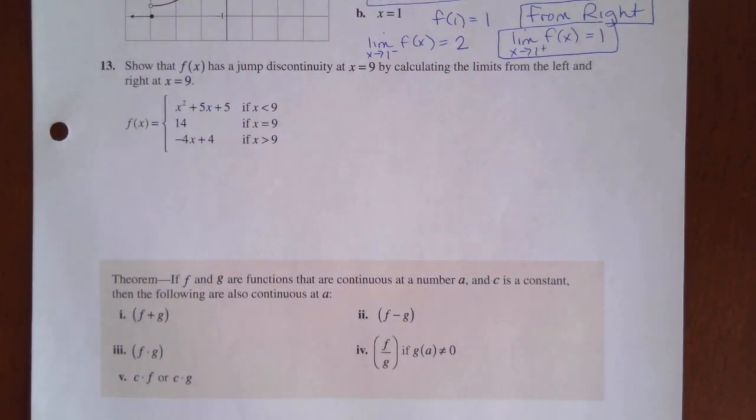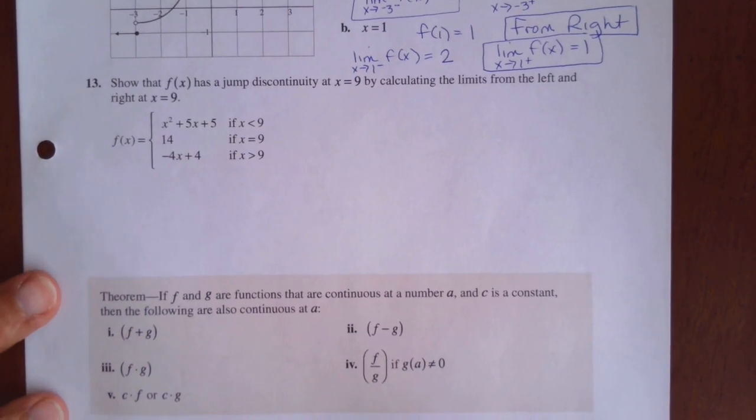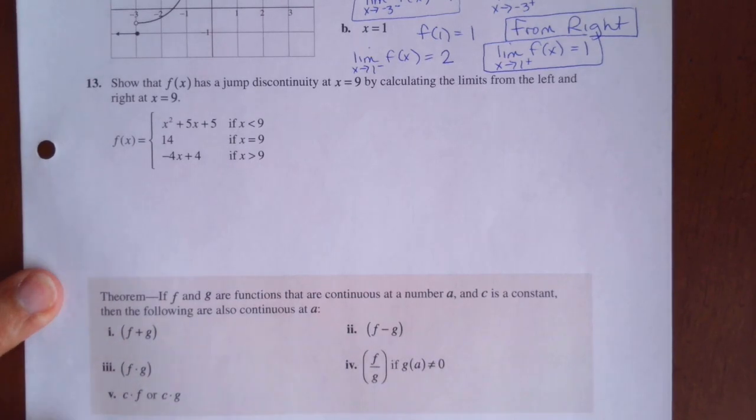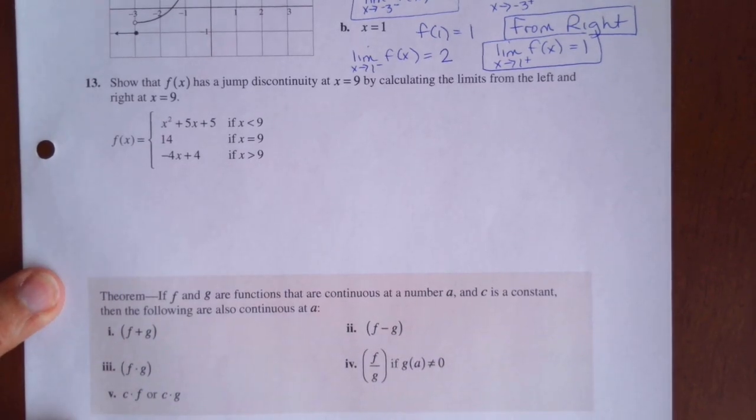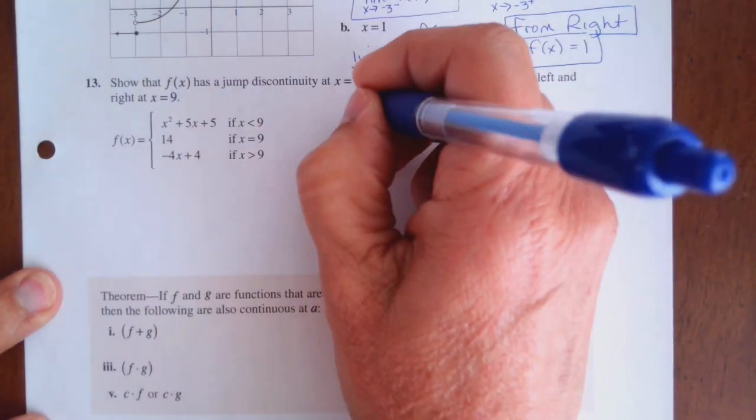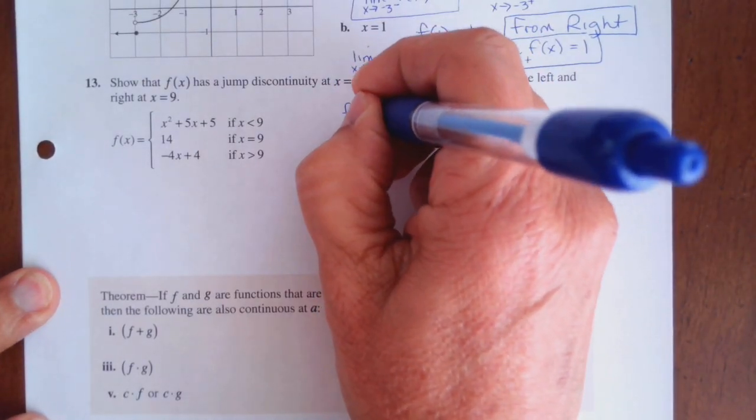Show that f of x has a jump discontinuity at x equals 9 by calculating the limits from the left and the right. Okay, so how do we know that it has a jump discontinuity? Well, that means that the function value would be different than the limits, the y value. So let's look at f of 9.